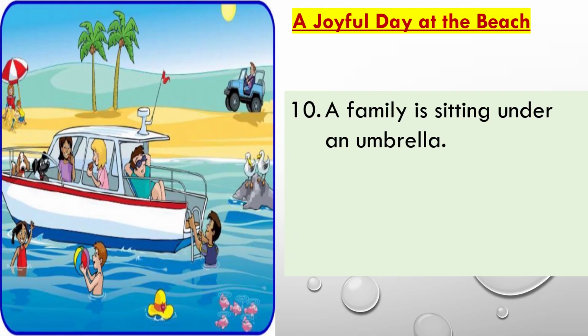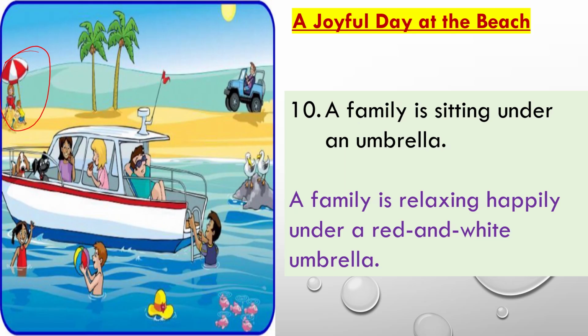The 10th one, a family is sitting under an umbrella. So this is the 10th sentence. So what extra details can you add? A family is relaxing happily under a red and white umbrella. Right? So this way we can write, and in this way you have learned how to convert basic sentences into better and more meaningful sentences by adding details, describing words and feelings.